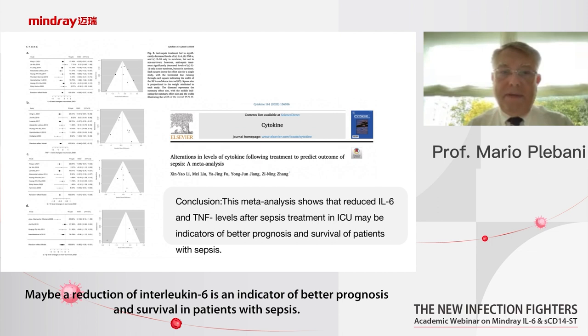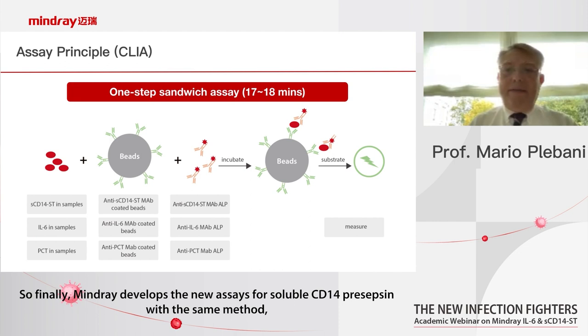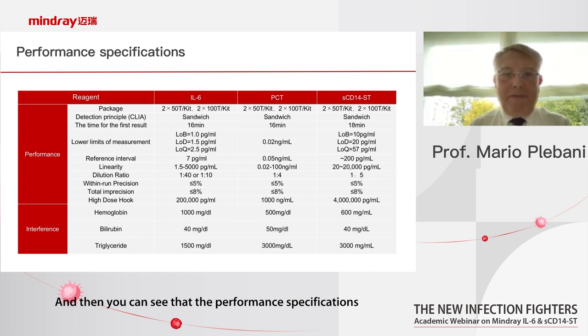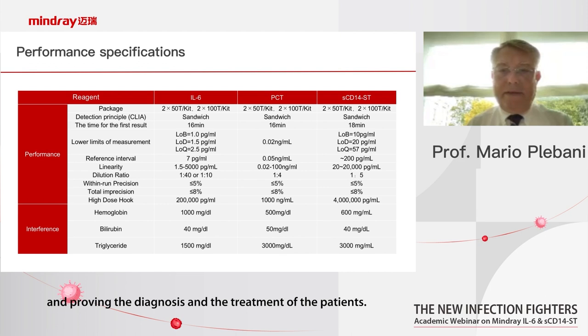So, finally, Mindray developed new assays for soluble CD14 presepsin with the same method used for interleukin-6 and procalcitonin using coated beads. And then you can see the performance specifications are very important because for all three proteins, the turnaround time is lower than 20 minutes, allowing a prompt notification of the results to the clinician, improving the diagnosis and the treatment of the patient.